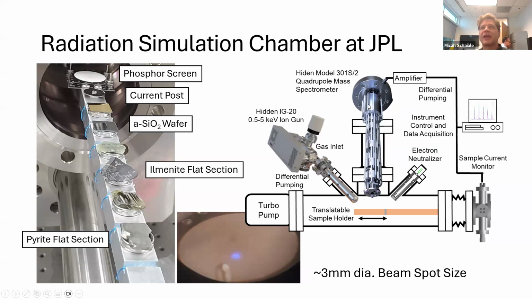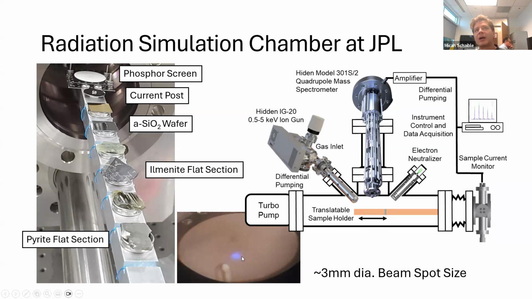It consists of a Haydn quadrupole mass spectrometer, a 0 to 5 keV ion gun that we used for the hydrogen irradiations, and an electron neutralizer, which I will say for these experiments was actually not working. We get into that a little bit, but that was also on there. And then we were able to characterize our beam using the phosphor screen. After focusing and positioning our ion beam, we were able to achieve about a 3 millimeter diameter beam spot size, shown here on the phosphor screen.